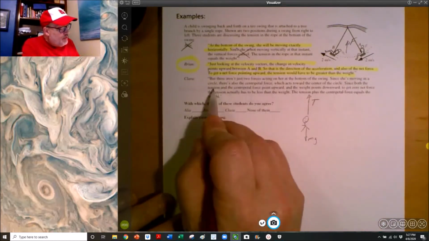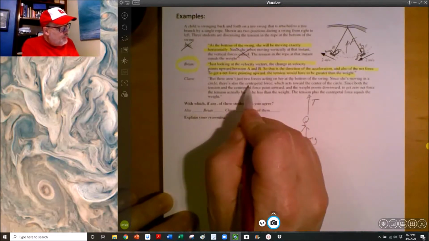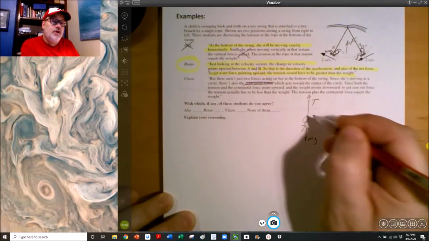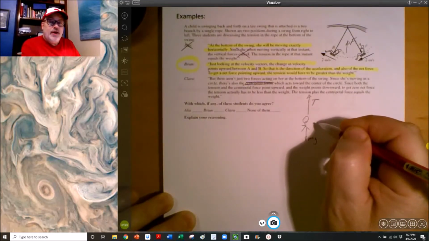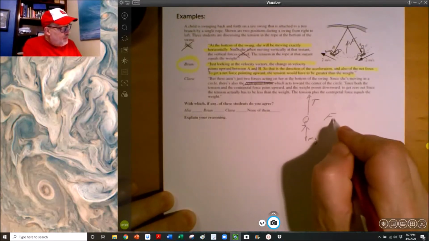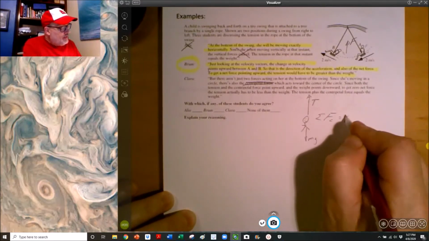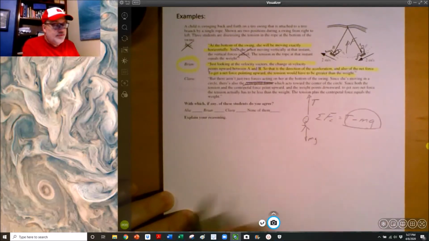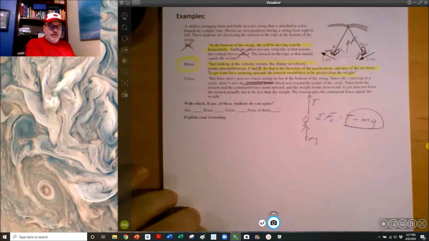Let's see what she says. She's moving in a circle, so there has to be a centripetal force. Okay, there is no magical extra centripetal force. Never draw a centripetal force vector on your free body diagram because it's not a real force. Our centripetal force in this particular problem is the tension upwards minus mg. That's our centripetal force. Okay? Let's move on.